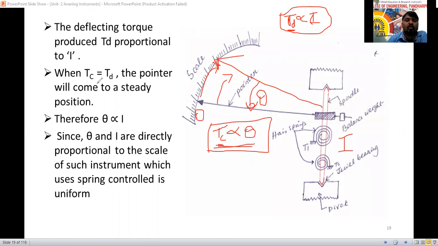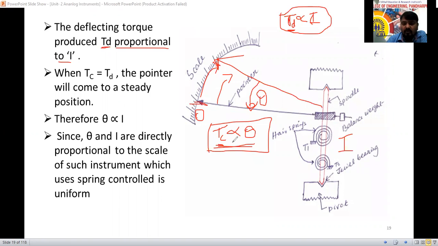So the deflecting torque produced, TD, is proportional to the current supplied, which is called I here. Suppose when the deflecting torque is this much, the controlling torque is also this much only, from 0 to non-zero, non-zero to 0 here. So both are the same only. When the deflecting torque is equal to the controlling torque, then the pointer will come to the steady position, or original position here.